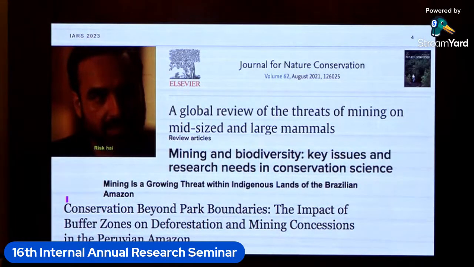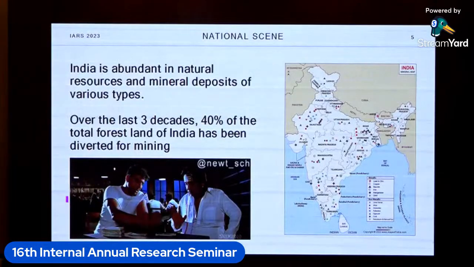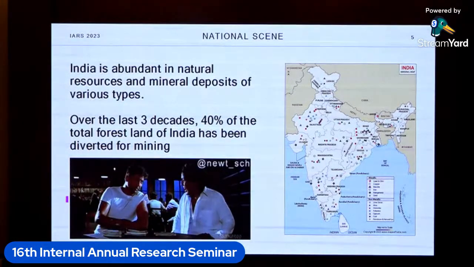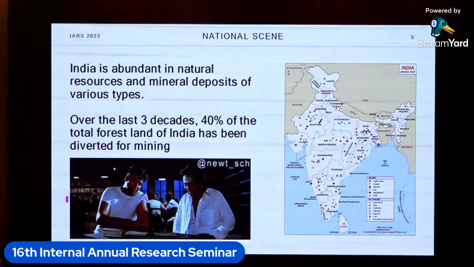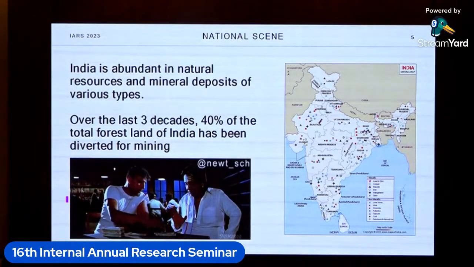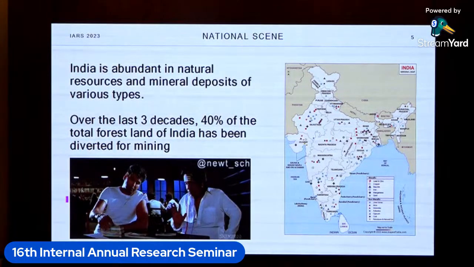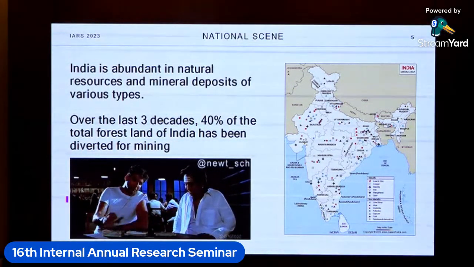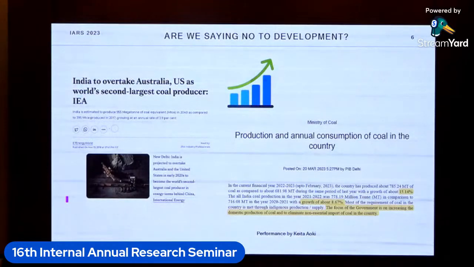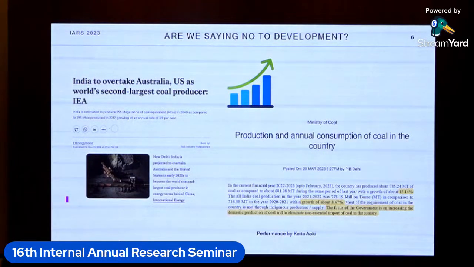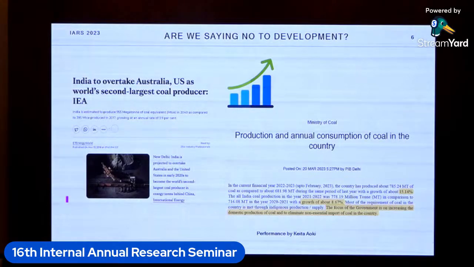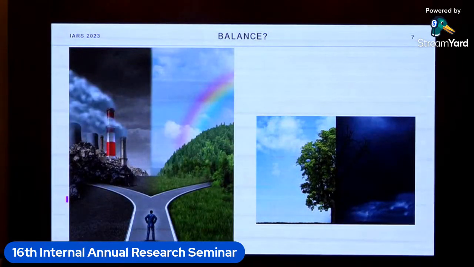Are we following the same trend in India also? Well, yes, because India is rich in minerals and it is also rich in ecological resources. We have lost 40% of total forest land to mining in the last 3 decades. Are we going to say no to development, then, say no to mining? I don't think so, because recently India has become the second largest coal producer. Also, our consumption has been increasing over the years because our population is also increasing. So we have to find a balance between these two, mining and saving our protected areas.